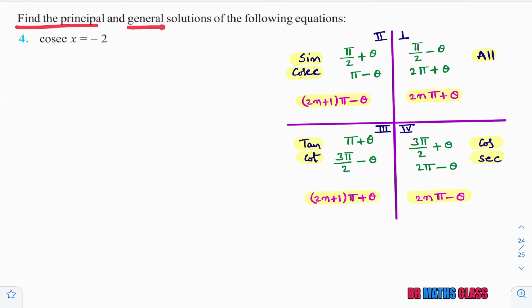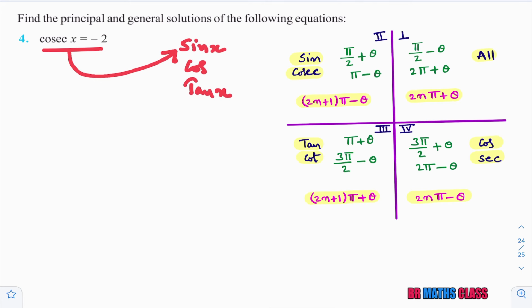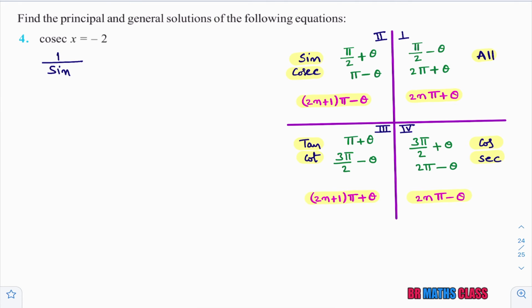Find principal and general solutions of the following equations. They given here cosecant x equal to minus 2. As the given trigonometric equation is in terms of cosecant x, we will convert this in terms of sine, because all the formulas we learned in this exercise are in terms of sine, cos, tan. By using reciprocal formulas, cosecant x can be written as 1 by sine x. From this, what is sine x? Sine x equal to minus 1 divided by 2.